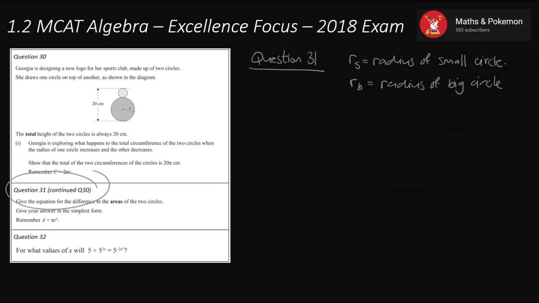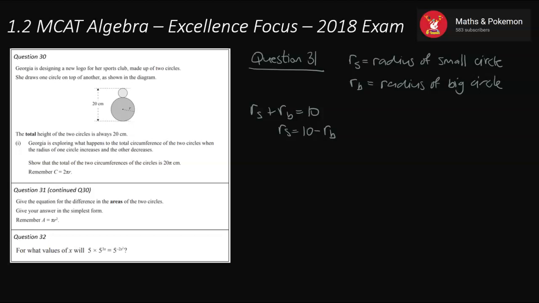Question 31, and I just want to note that carries on from the previous question, so I've got the same definition of variables, RS and RB, from the previous one. We've been asked to give the equation for the difference of the areas of the two circles. Your answer should be in its simplest form. So, going to be a bit messy, I think, here. Let's start off with what we did know from the previous question: we knew that RS plus RB was equal to 10, and we got to RS being equal to 10 minus RB.